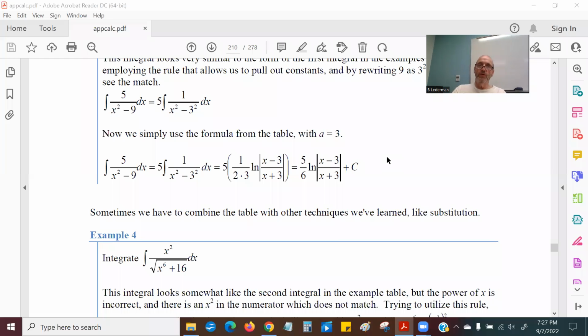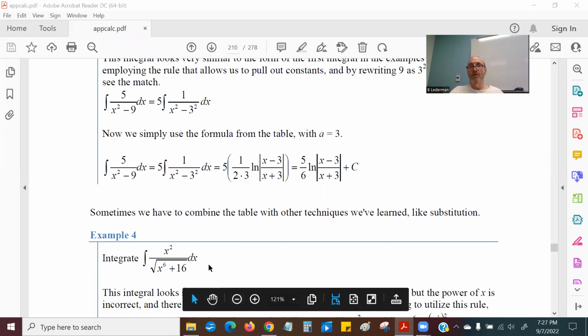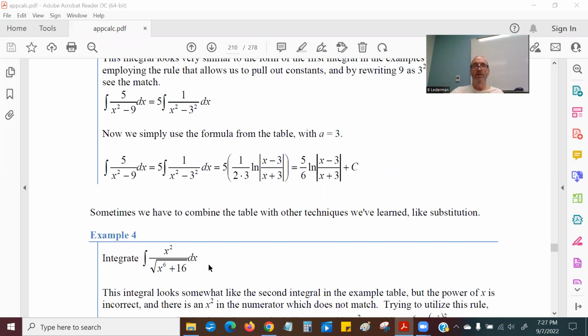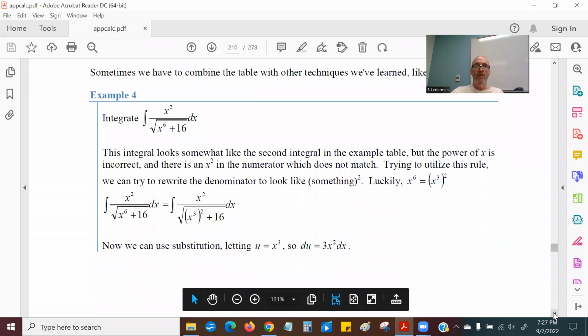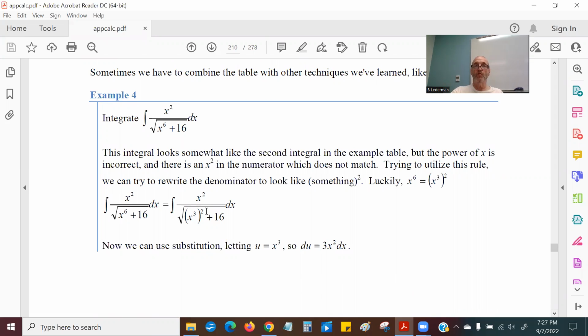What we're going to have to do is massage and manipulate what we have here to make this more similar to the actual integral on the table. So here's what we're going to do. Let's go through it step by step. We're going to do a little trick. x to the 6th power is the same thing as x to the 3rd power squared. So I'm going to write it that way.